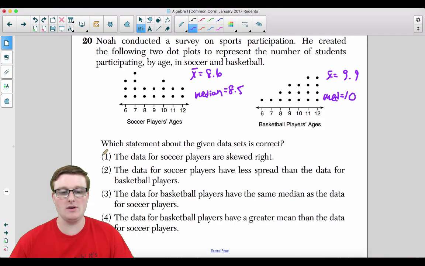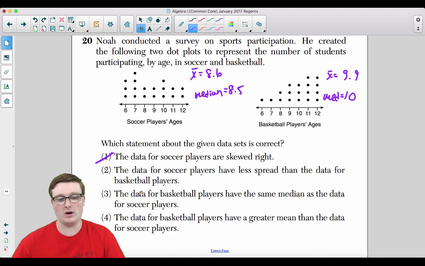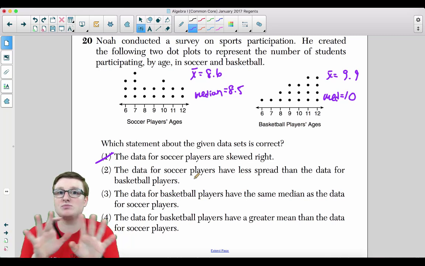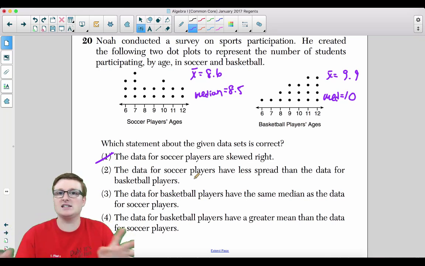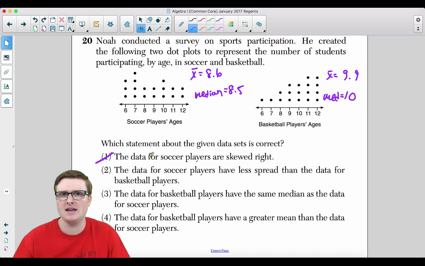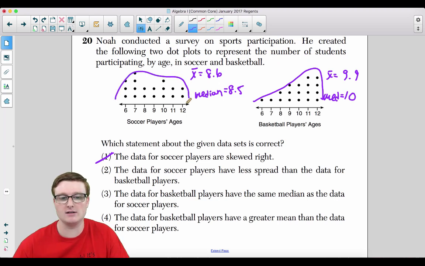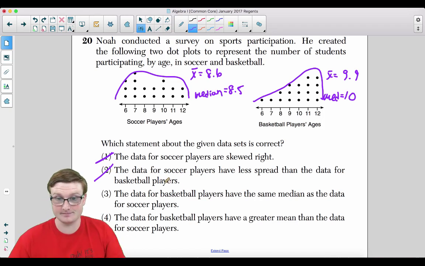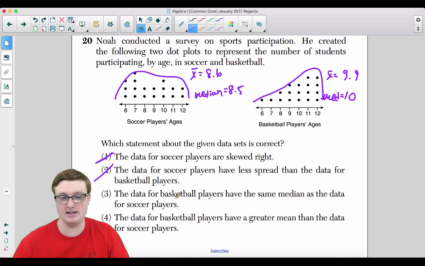Okay. So now we could take a look at choices 2, 3, and 4. All right. The data for soccer players has less spread than data for the basketball players. Okay, spread means how evenly is it distributed? How spread out is the data? Is it spread across a broad spectrum? Yeah. This basketball player ages, this is skewed to the left. This looks like a normal distribution. So choice 2 is actually incorrect because it has more of a spread.